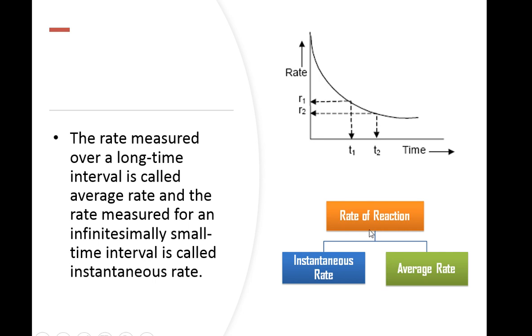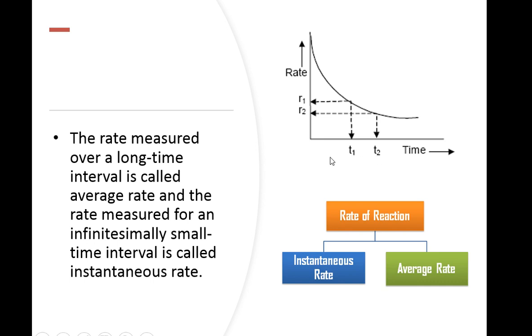The rate of reaction is of two types. One is instantaneous rate, the other one is average rate. Instantaneous rate is the rate at a particular instant. Suppose for example in this graph at time t1 your rate is equal to r1, and at time t2 your rate is r2. So r1 and r2 are the rates at time t1 and t2.